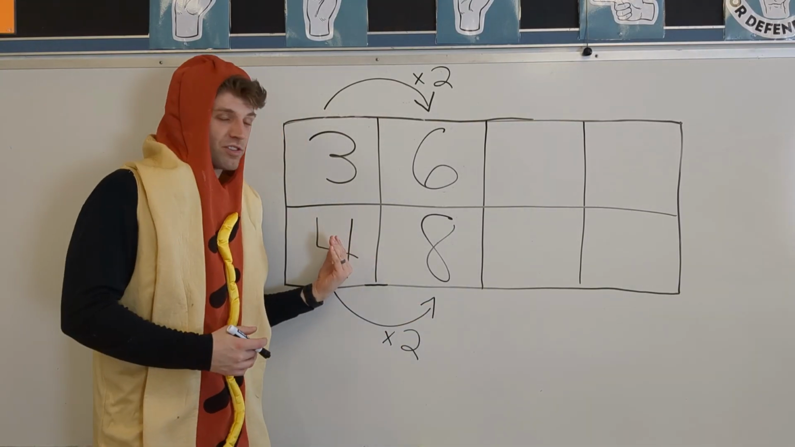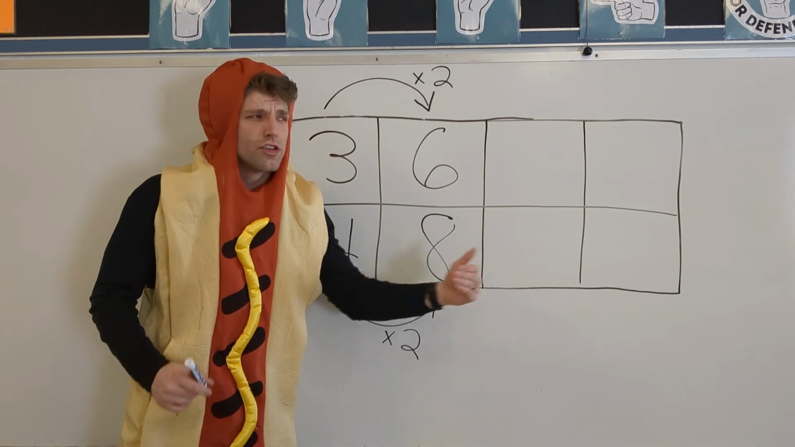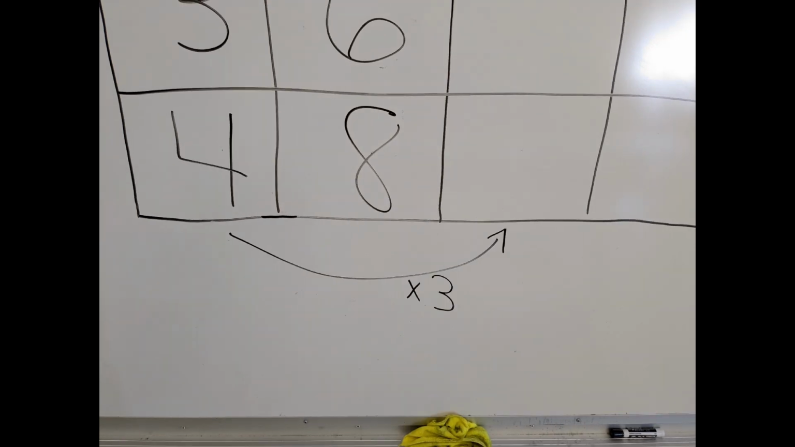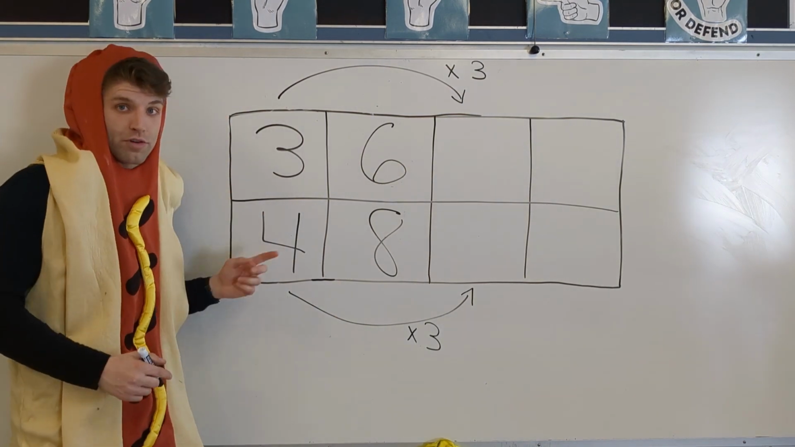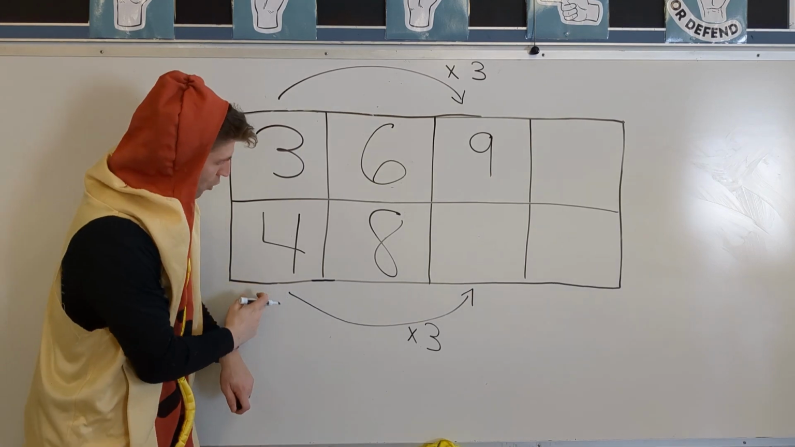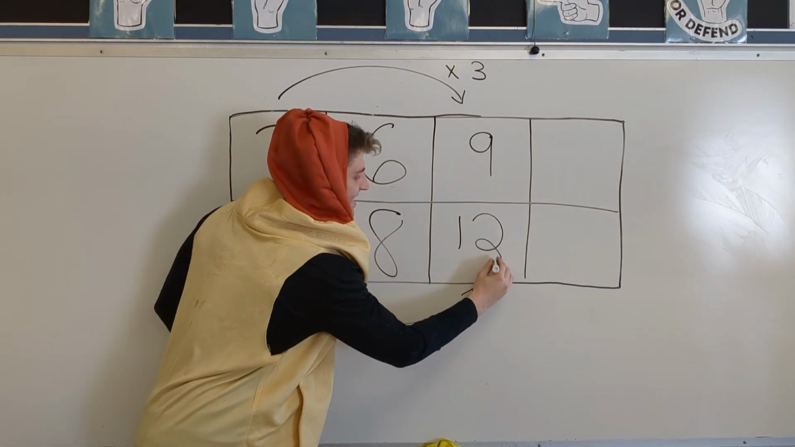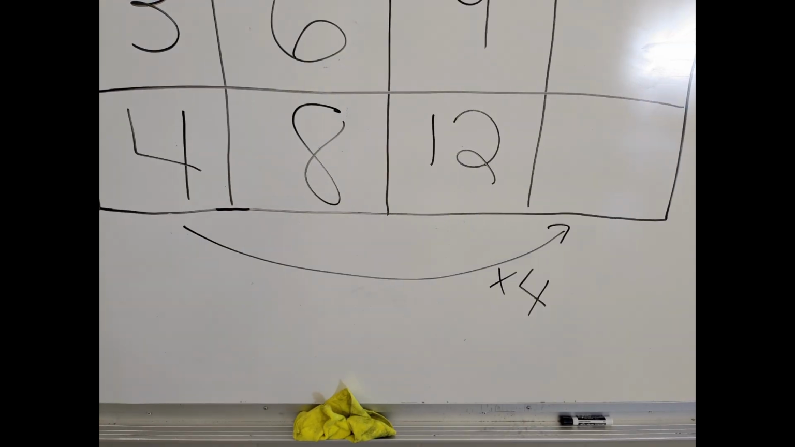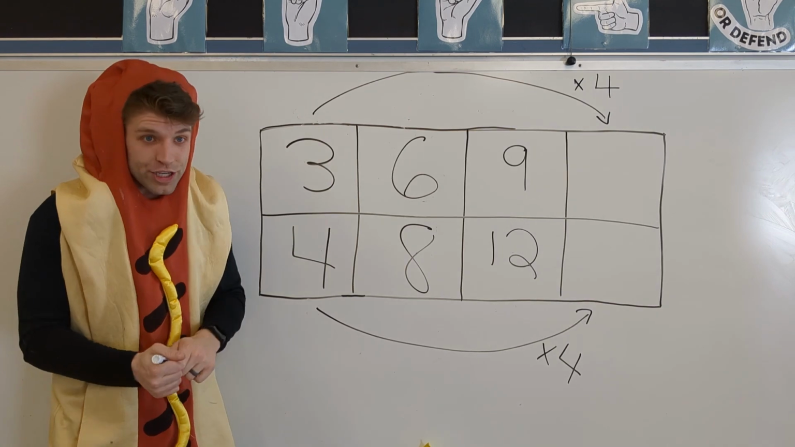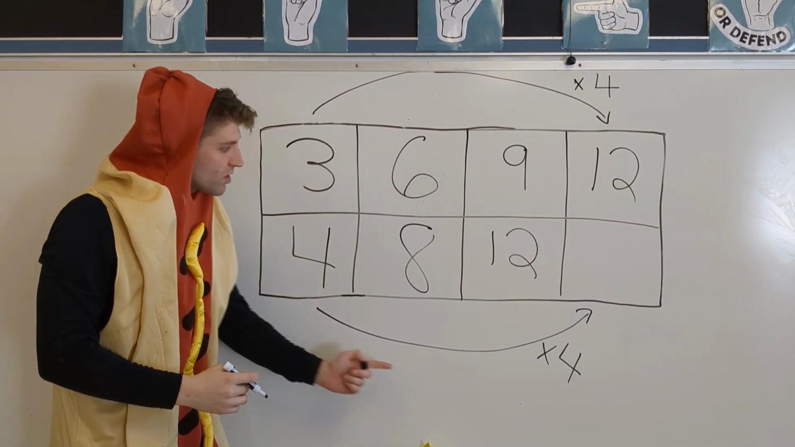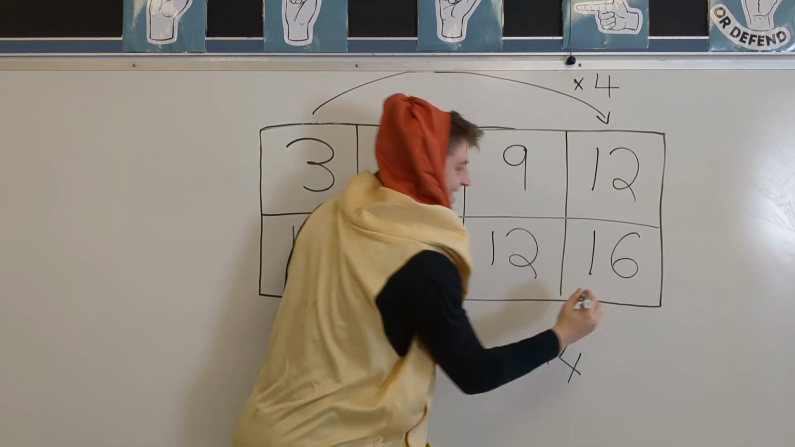However, ratio tables let you write multiple equivalent ratios. So what if I tripled it? Now when we triple our base ratio of 3 to 4, 3 times 3 gives us 9 push-ups. 4 times 3 gives us 12 sit-ups. Or what if I quadruple it? Now when I quadruple my base ratio, 3 times 4 gives us 12 push-ups. 4 times 4 gives us 16 sit-ups.